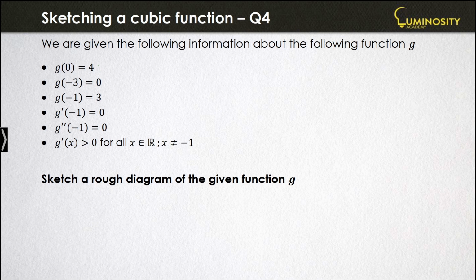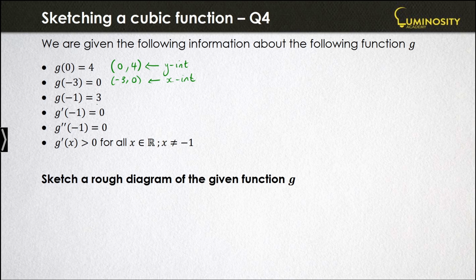g at 0 is 4. So when x is 0, y is 4. So this tells us the y-intercept of the graph. Then we have at -3, the y value is 0. So this tells us the potential x-intercept of the graph.